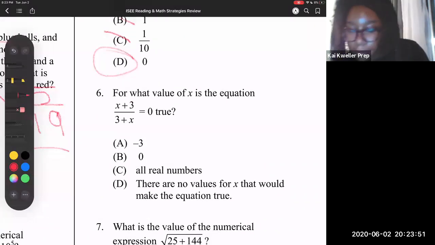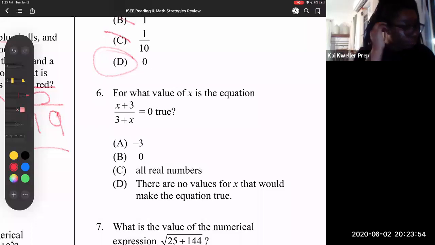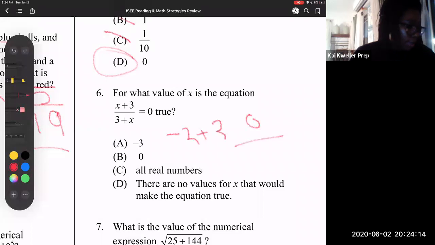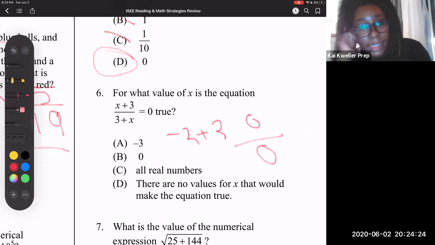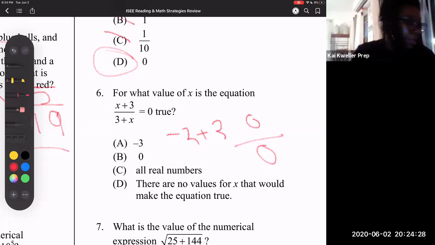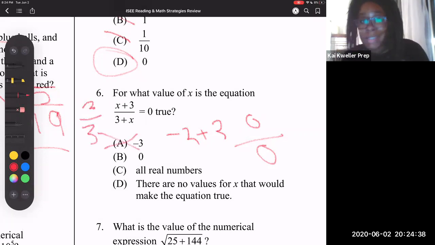Now, number 6 takes a little bit of thought. For what value of x is the equation (x plus 3) over (3 plus x) equals 0 true? We plug in a negative 3. We get negative 3 plus 3, which equals 0, and the same thing on the bottom. You get 0 over 0. But no, it can't be that, because 0 divided by 0 is undefined. So it can't be the answer. When you plug in a 0, you get 3 over 3, and 3 divided by 3 equals 1, not 0. It can't be that.